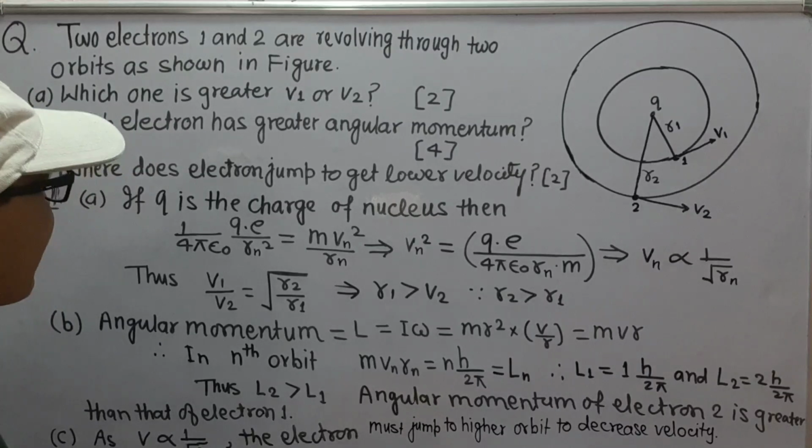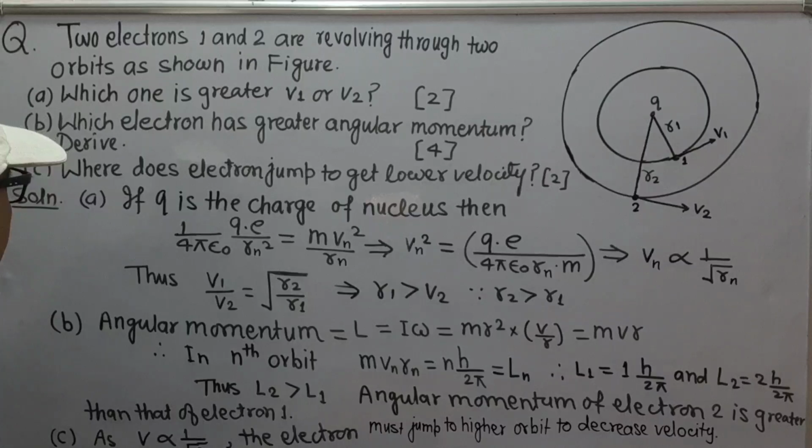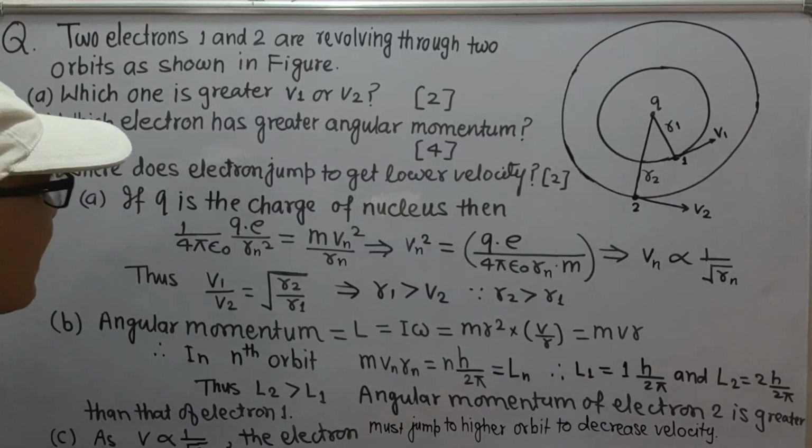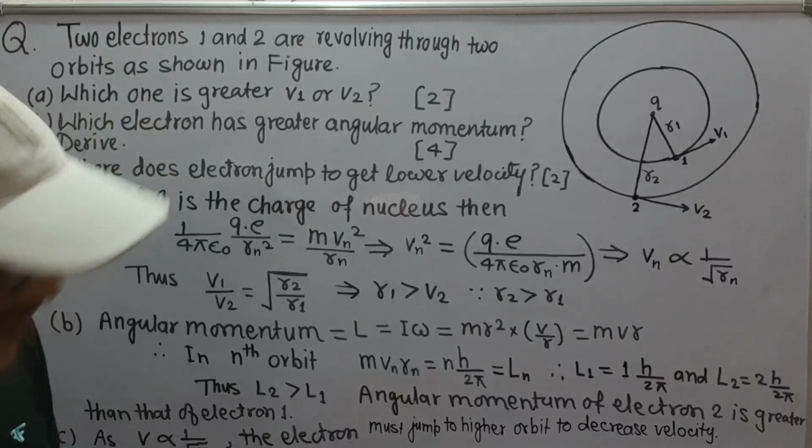B. Which electron has greater angular momentum? Derive. C. Where does the electron jump to get lower velocity?